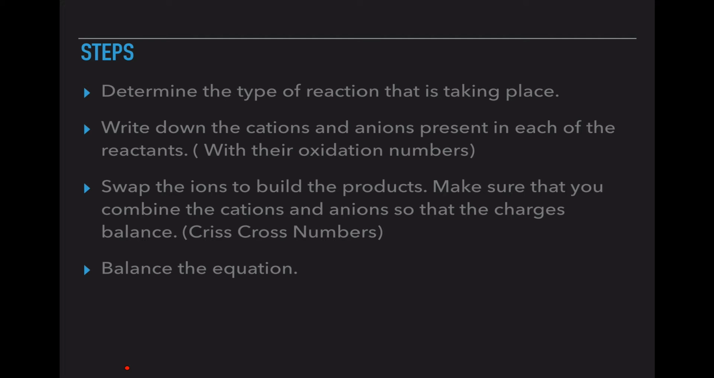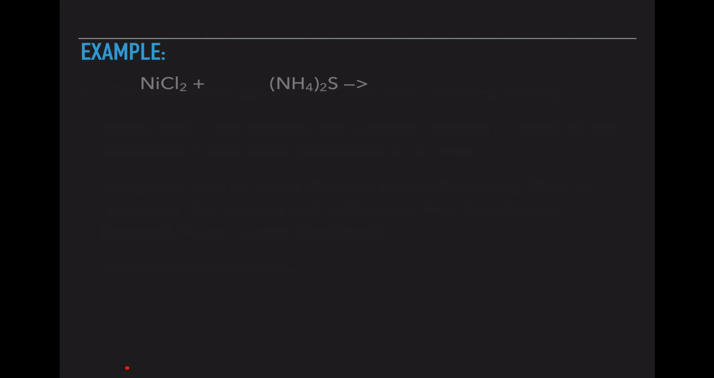Final step is balance the chemical equation. So we're going to go through all those steps together. So we have nickel chloride and ammonium sulfide. So step one is determine the type of reaction. Since we have a compound and a compound, this is actually a double replacement reaction. After our arrow, we should have two complete compounds.